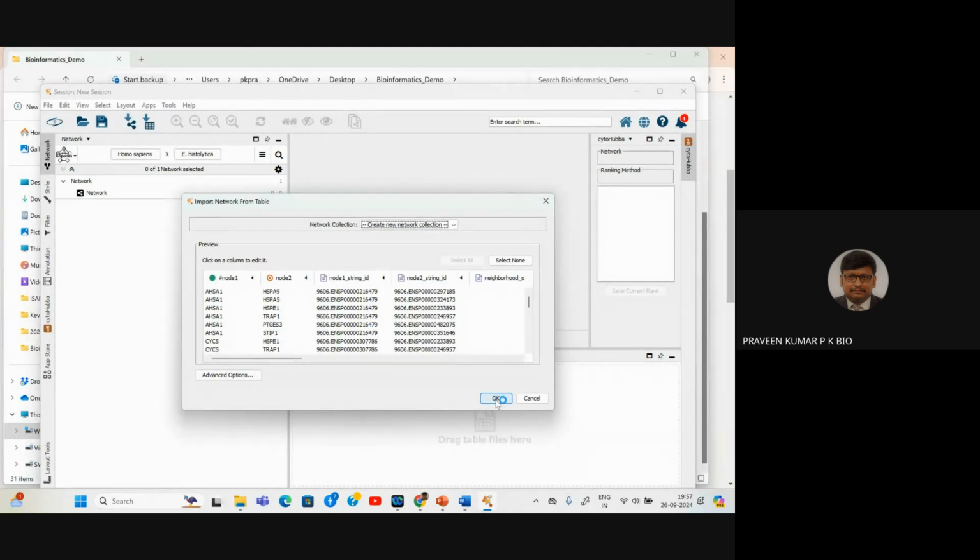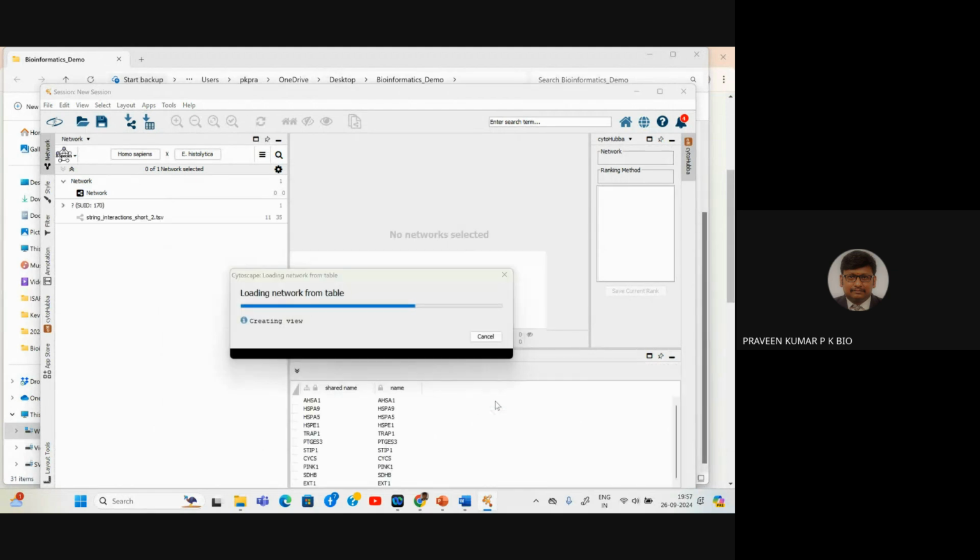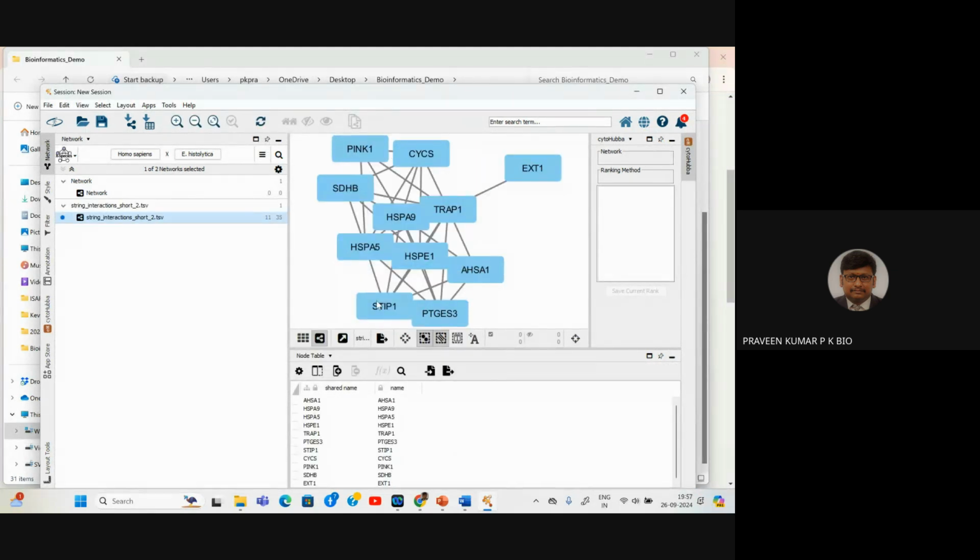So I'm just opening from the option present here. So this is the network. Okay, so I just click here on how to import a file. From here, I just imported it. Here I can find the information of how the proteins are interconnected in the network.